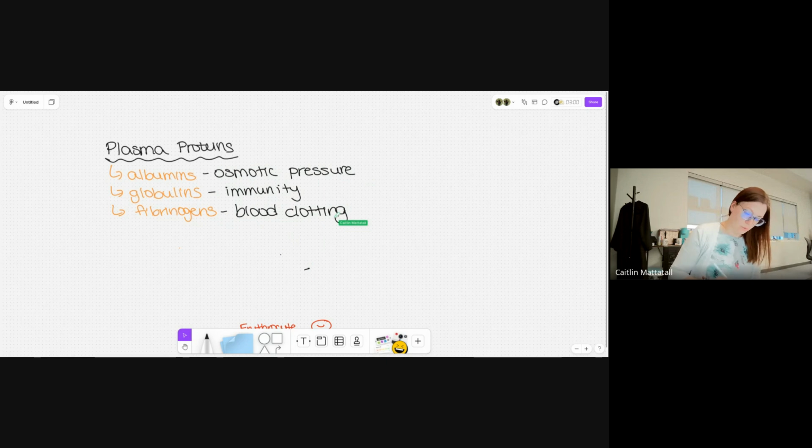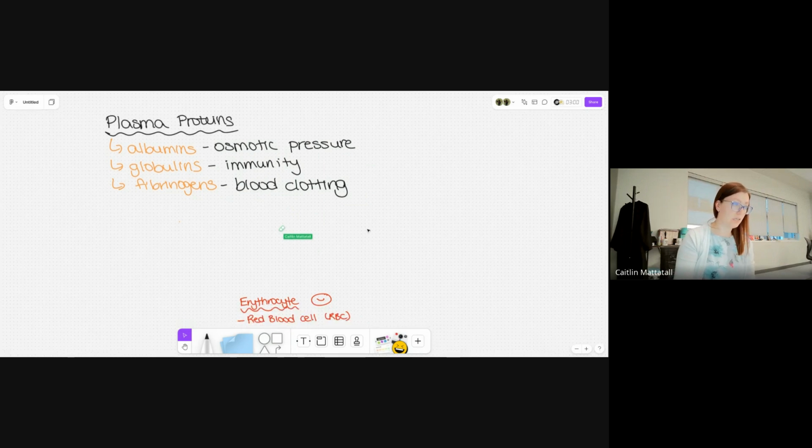So again, there's more than just cells in your blood. There are a lot of other things that do help to make sure that you are staying alive and staying healthy.